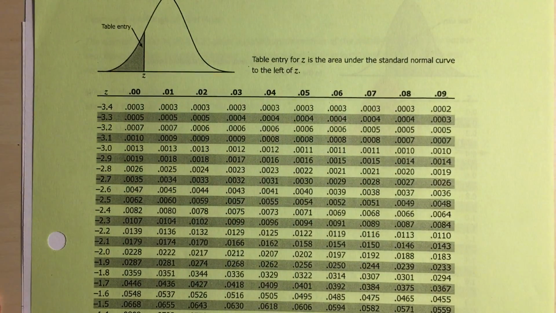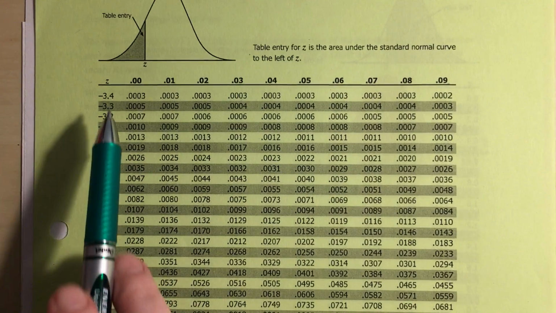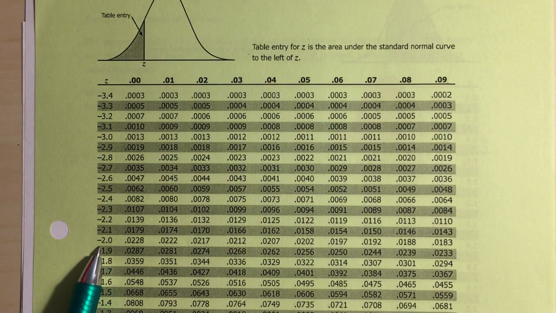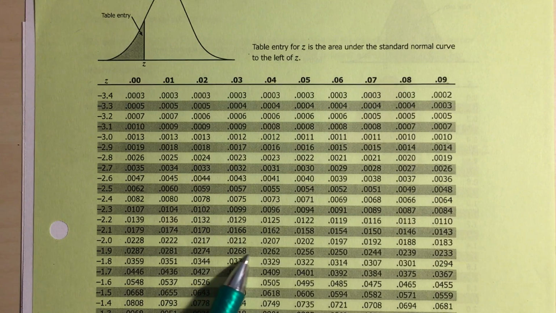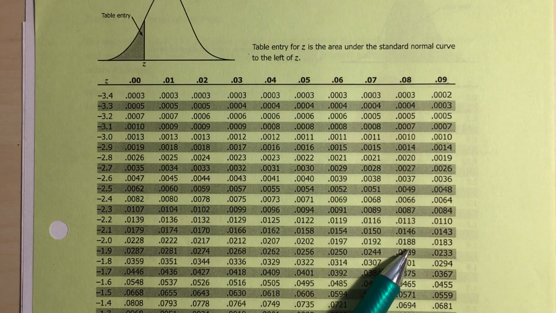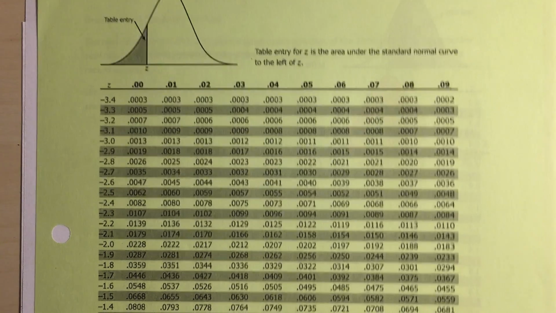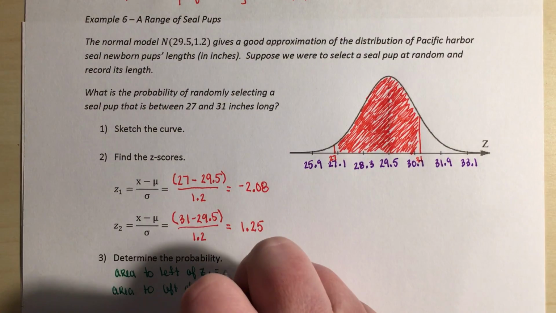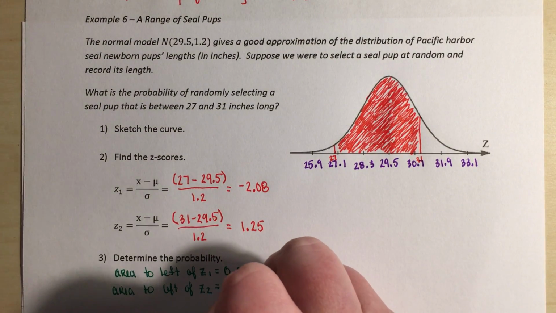So we're looking for negative 2.08. In our table, we're going to go down to our negative 2.0 row, and we're going to go all the way over almost to the end till we get to the second decimal of 8. And we have an area to the left, 0.0188.